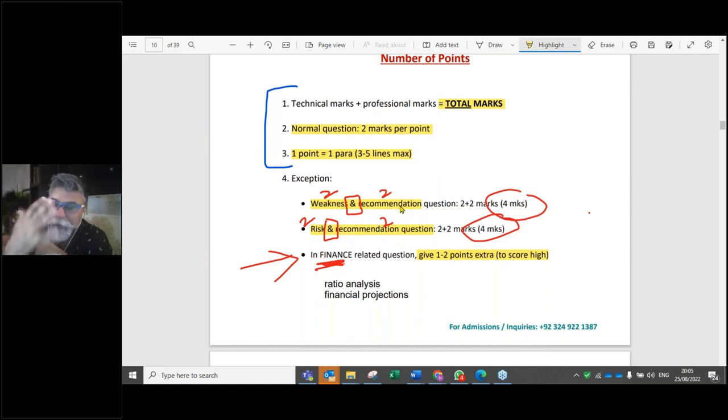If it's weakness plus recommendation, divide by 4. Recommendation plus mitigation actions, divide by 4. And if it's a pure finance question, try to give at least 1 extra point if you can find one. Yes, Yusuf, it's okay.